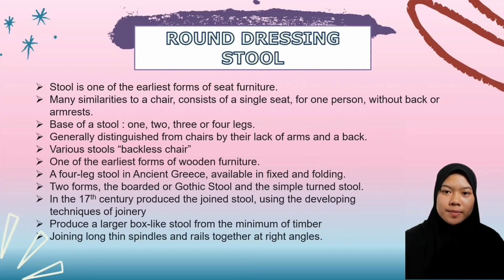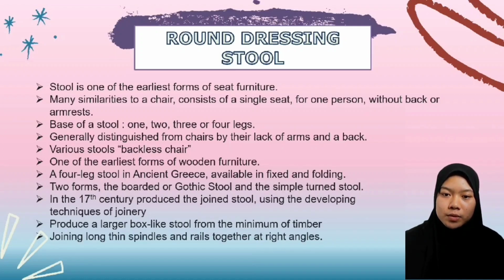I would like to explain about the stool. A stool is one of the earliest forms of seat furniture. It bears many similarities to a chair. It consists of a single seat for one person without back or armrest. On the base of a stool, there are either 1, 2, 3 or 4 legs. A stool is generally distinguished from chairs by the lack of arms and a back. These stools are referred to by some people as backless chairs.